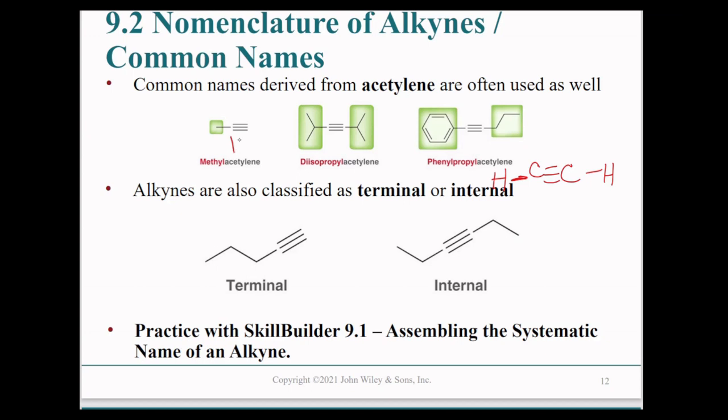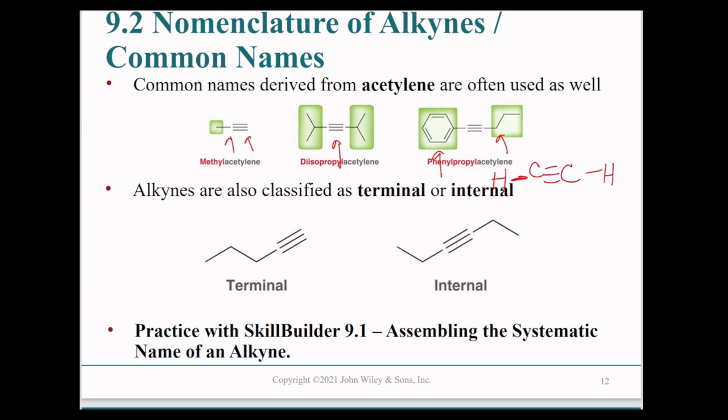So if we have an alkyne functional group and a methyl on one side, this would be methyl acetylene. In this case, we have an alkyne with an isopropyl on either side, so this would be diisopropyl acetylene. And in the next case, we have a benzene ring on one side. A benzene ring is called a phenyl group, and we have a propyl on the other side, so this would be phenyl propyl acetylene. We'll look at a couple of examples in just a minute.